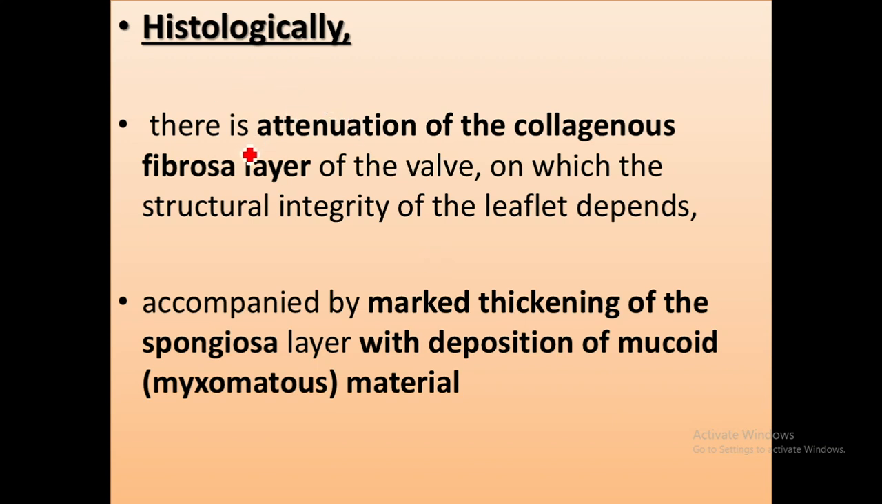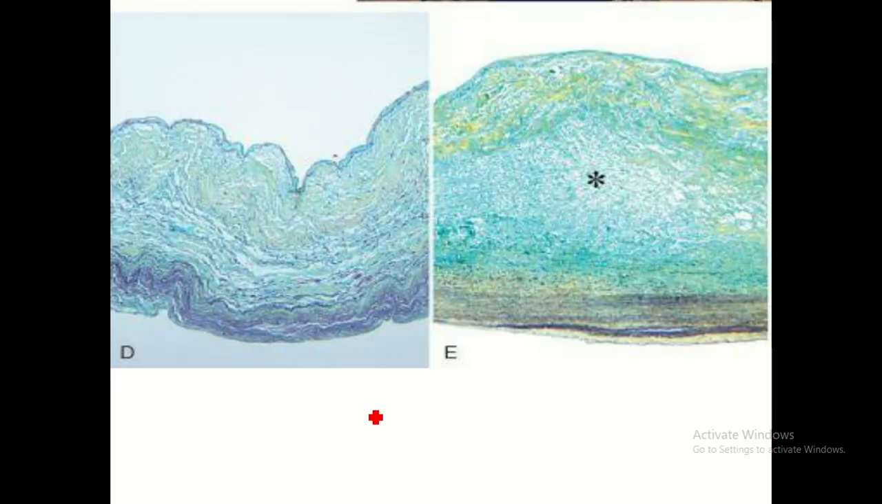Histologically there is attenuation of the collagenous fibrosa layer on which the structural integrity of the leaflet depends, accompanied by marked thickening of the spongiosa layer with deposition of mucoid material. As you can see here, figure D is a normal heart valve in Movat pentachrome stain: black is elastin, yellow is collagen and blue is proteoglycan. While figure E is myxomatous degeneration of mitral valve.